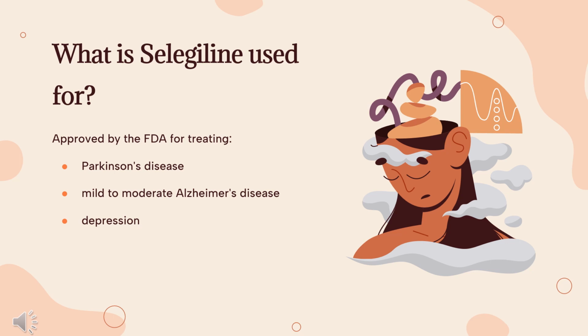What is Selegiline used for? Monotherapy for initial treatment of Parkinson's disease, as well as an adjunct therapy in patients with a decreased response to levodopa/carbidopa. Also used for the palliative treatment of mild to moderate Alzheimer's disease and, at higher doses, for the treatment of depression.